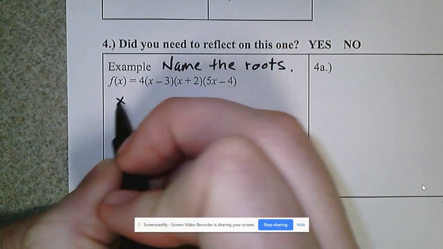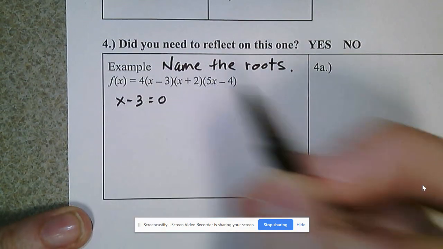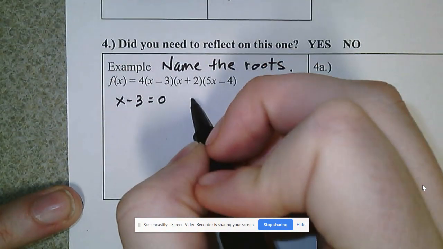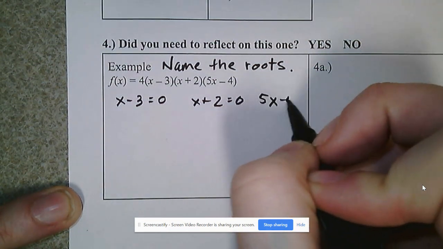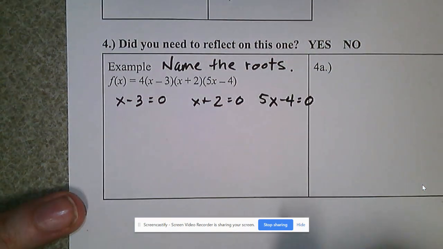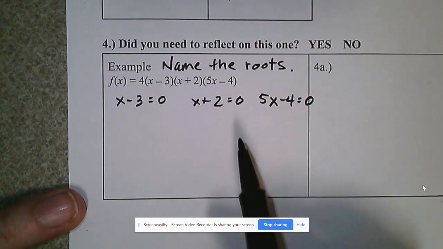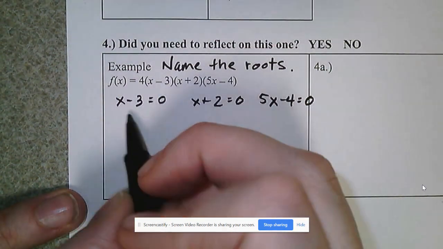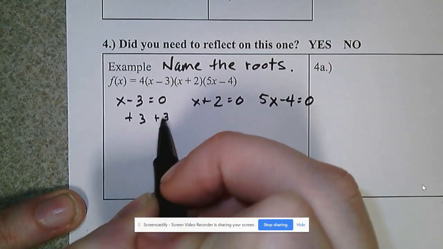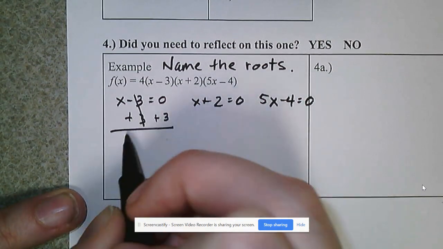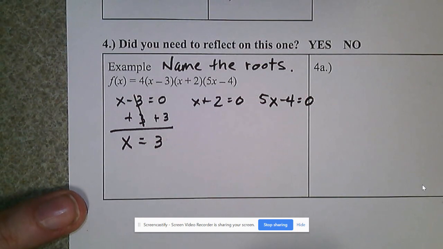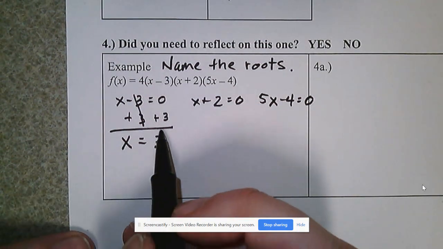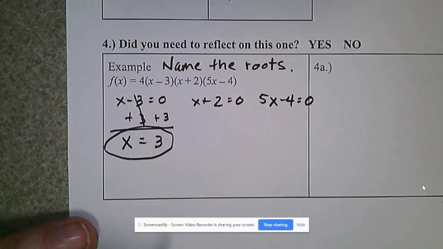So we've got x minus 3. We're going to set that equal to 0, x plus 2 set equal to 0, and 5x minus 4 set equal to 0. So we're solving for x. That's what it means when we're saying name the roots. I'm going to add 3 to both sides. That cancels this. x is left over here, and 0 plus 3 is 3. So one of my roots is x equals 3.